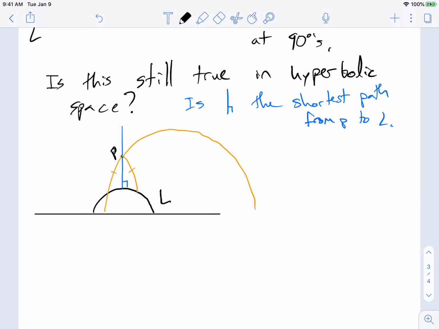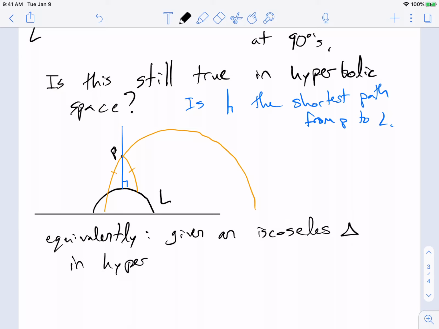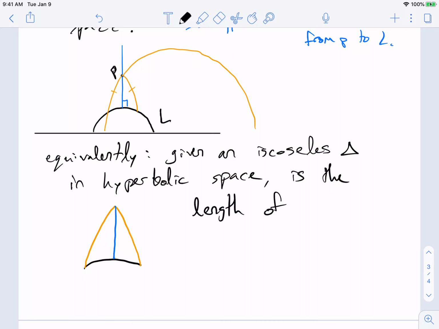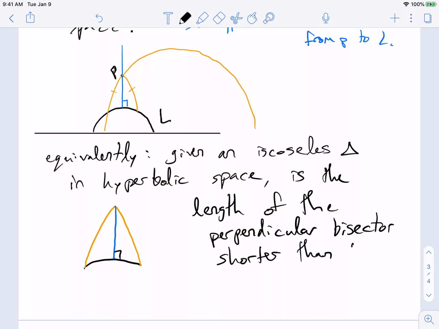And so another way to phrase the question, equivalently: given an isosceles triangle, not even going to try to spell it correctly, in hyperbolic space, I can draw the perpendicular bisector, and I could ask, is the length of the perpendicular bisector, so this is 90 degrees, shorter than the length of the left or right side?